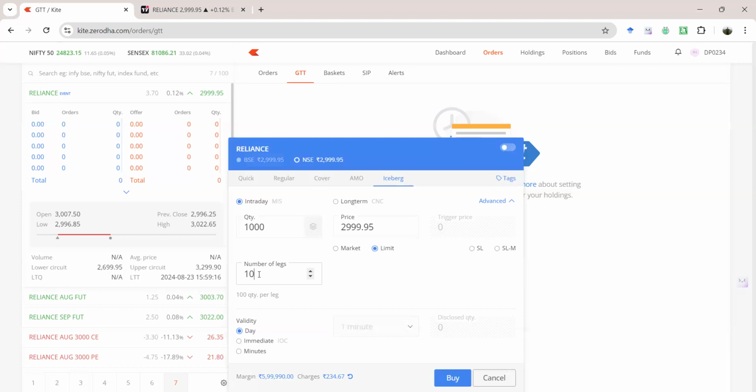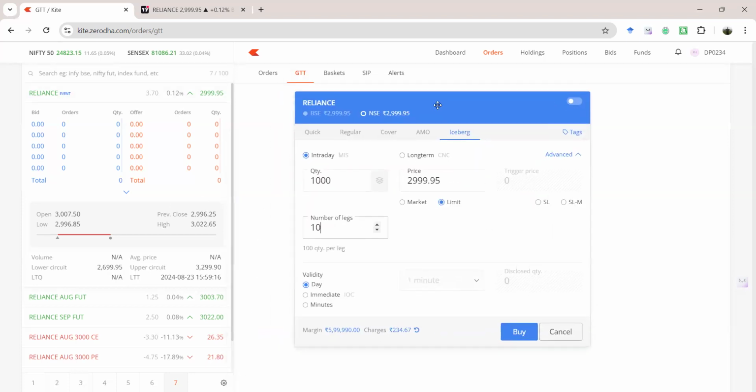Yes. So big people who want to hide their quantities can use this. Even retailers, if they want to place large quantities, can use this, because Zerodha is not used by big institutes. They have their own order placements and their own executions. But even we can hide our orders and place these kinds of orders.